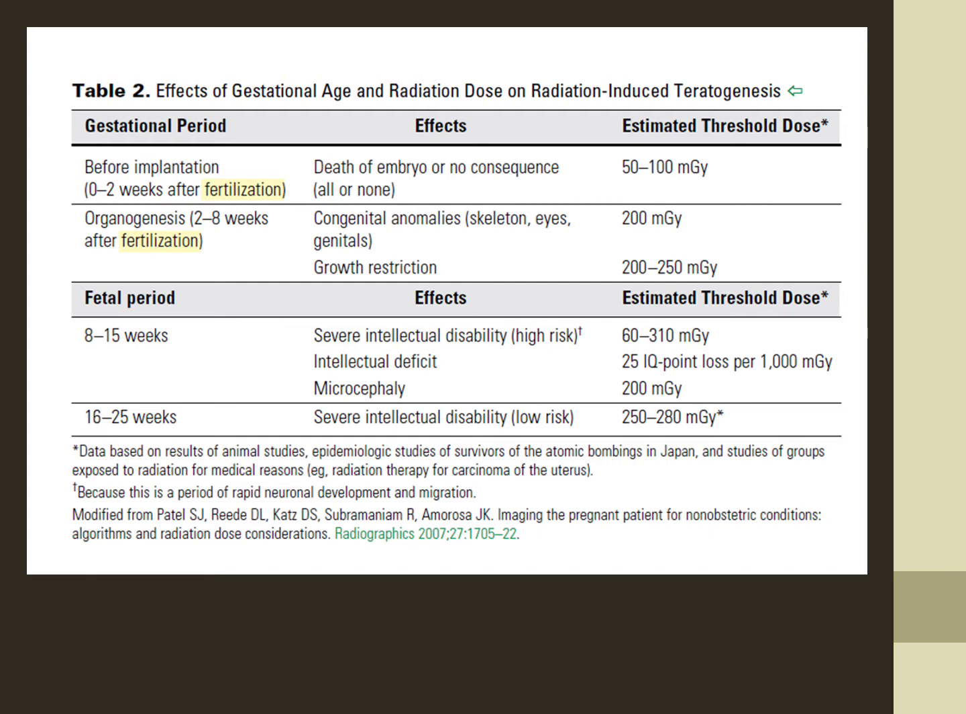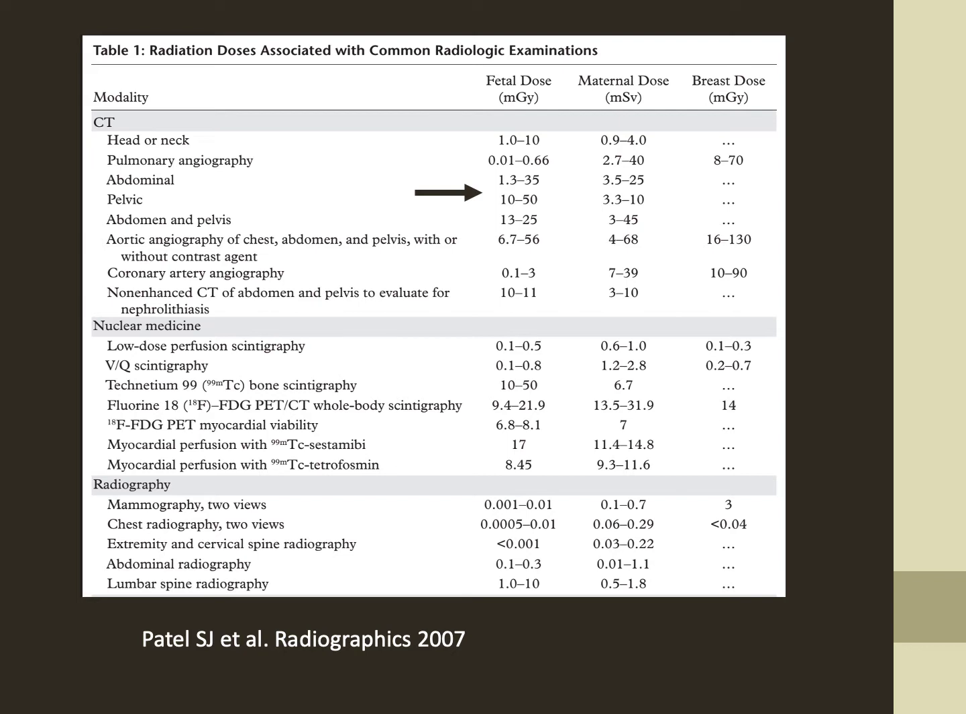However, to put things in balance, we can also see that the threshold dose is quite high in order to result in such defects. This table shows the typical radiation doses from different examinations. From this table, we can see that most of the radiological procedures have radiation dose that fall below the threshold. And even for the studies of concern, which is the CT abdomen and pelvis, you can see that actually the dose still falls below the threshold.